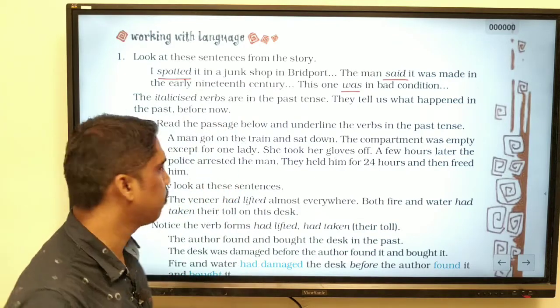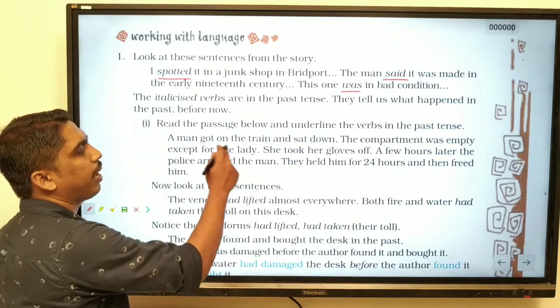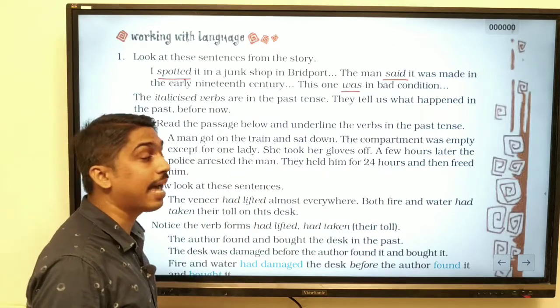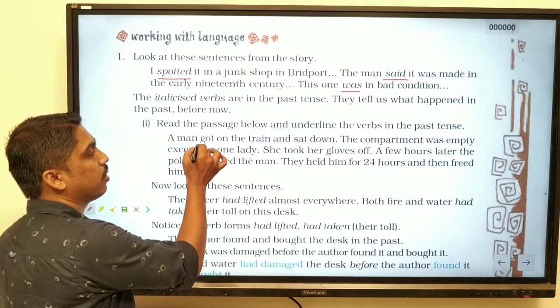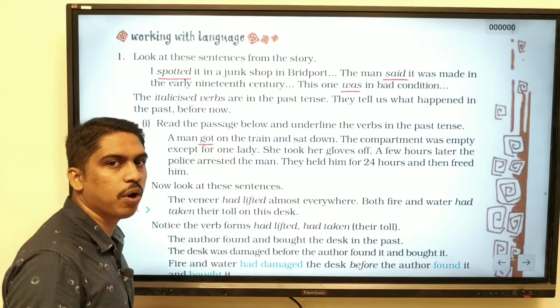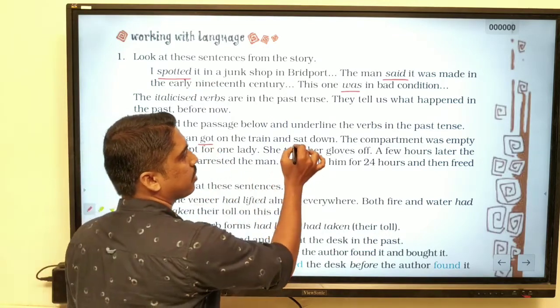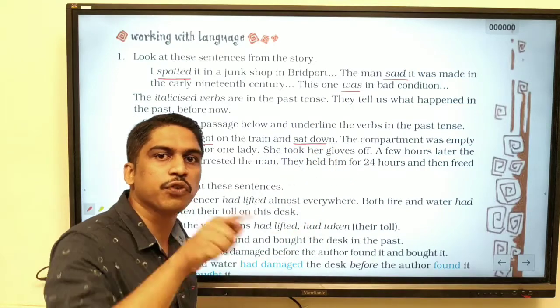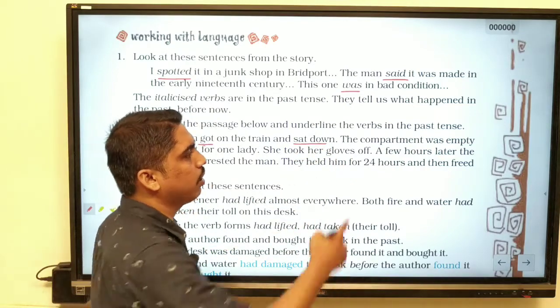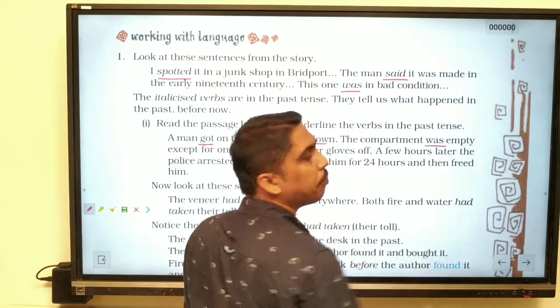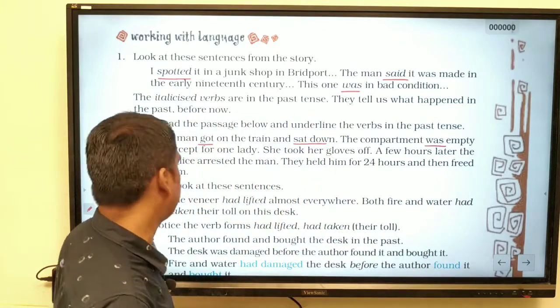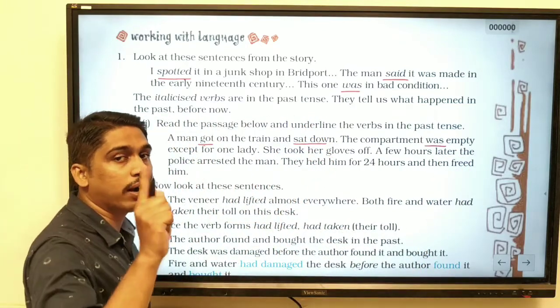Which one? A man got on the train and sat down. Which one is here? Yes, got. It is the past form of get, got. And one more is there in that sentence. Yes, sat down, sit down. It is the past form of sit down, sat. The compartment was empty. That is also past, except for one lady.